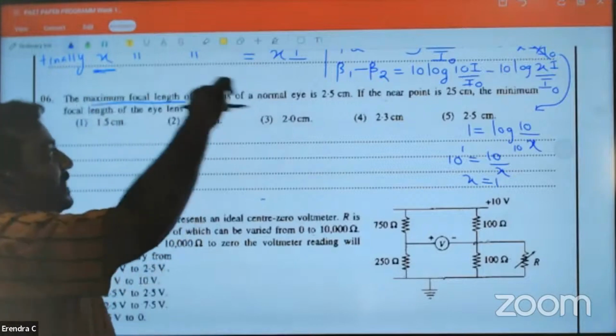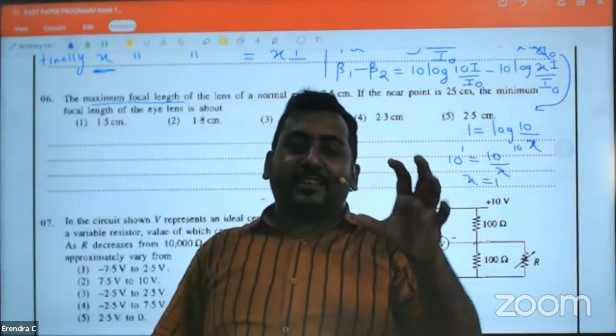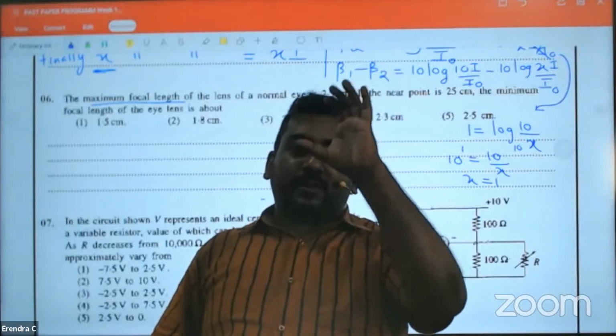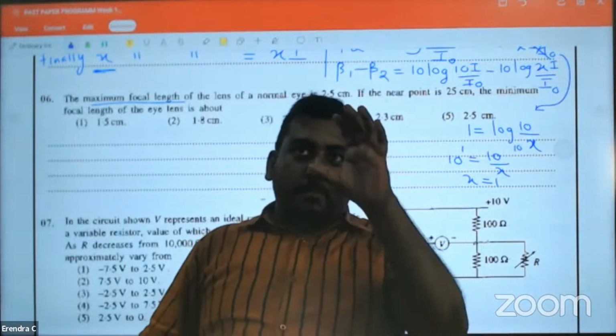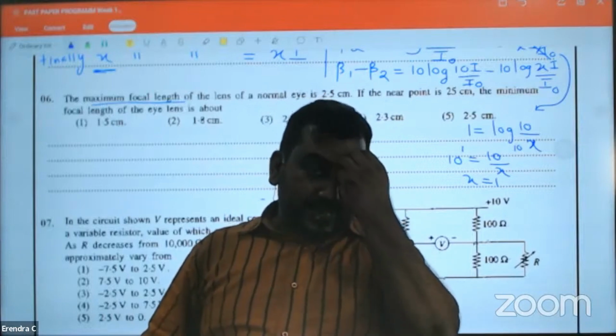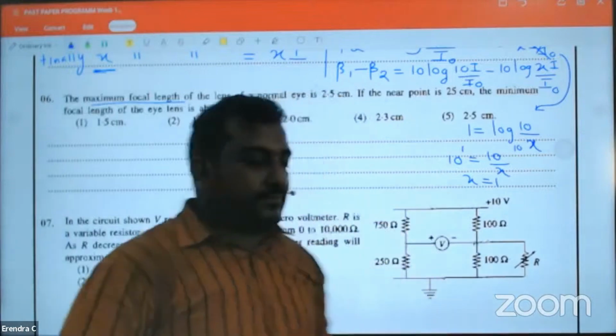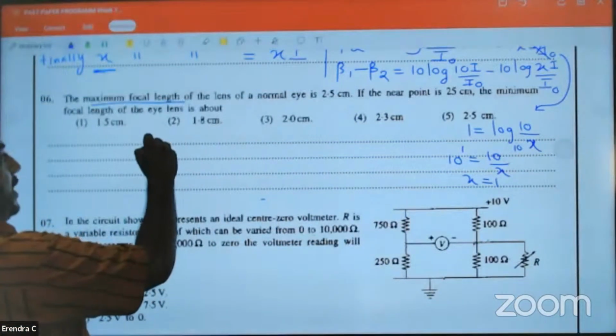Maximum focal length. When do you have a maximum focal length? When light rays are coming from infinity. Maximum focal length means power is minimum. Minimum focal length means from the near point, power is maximum. Don't forget.